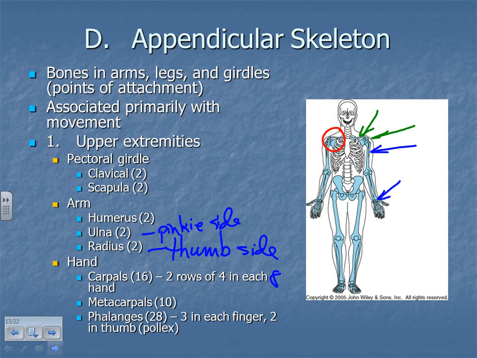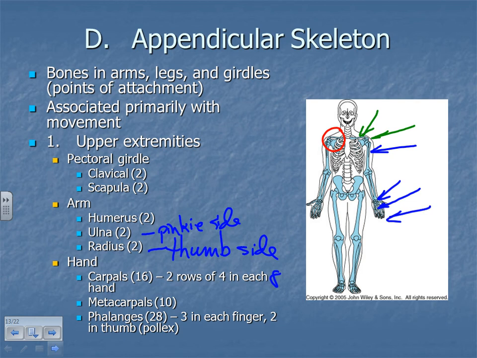This is 23, the carpals. The metacarpals make up your palm. Number 24 are the metacarpals. The palm of your hand are your metas. Meta means beyond. And then phalanges are your fingers. You have 3 in each finger.